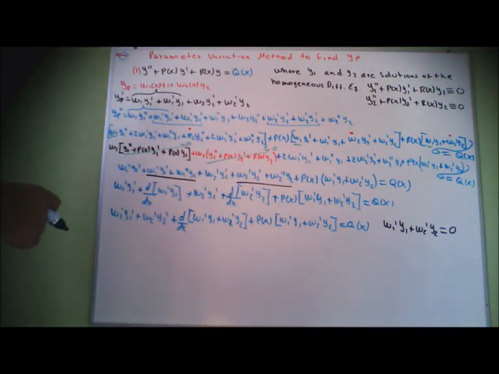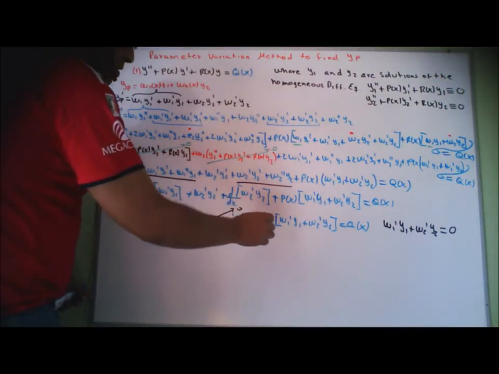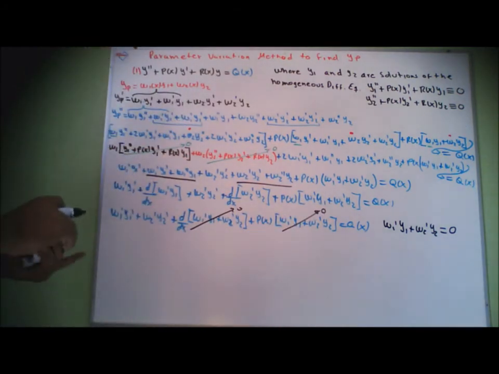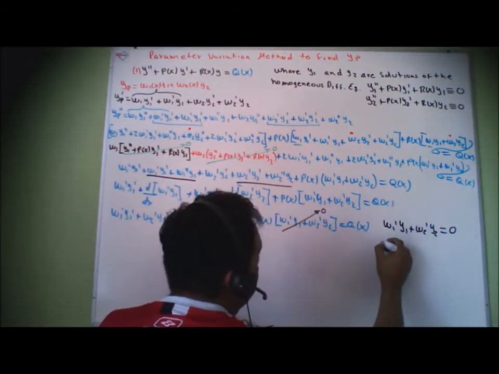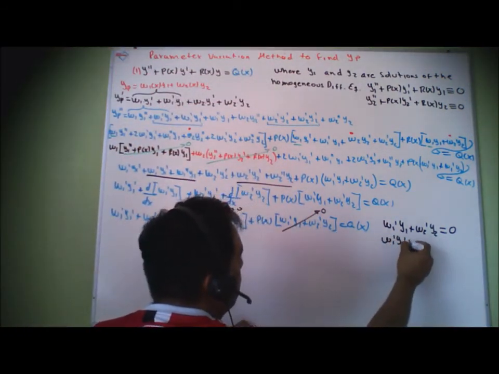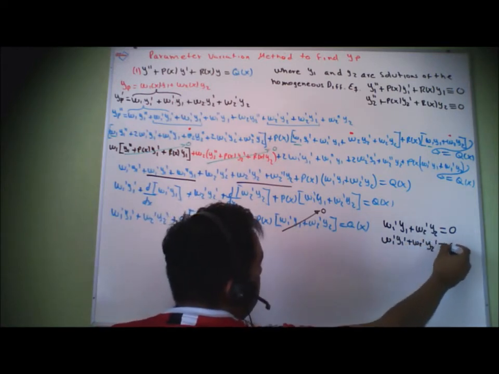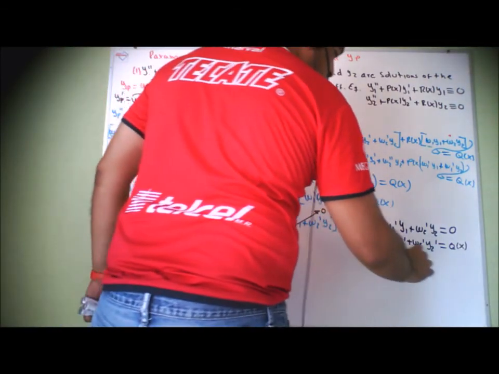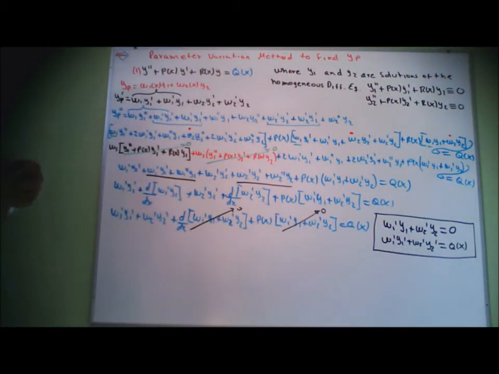If that is equal to 0, that means that this will be 0 and this will be 0, if that is true. So the only thing left is this equal to q of x. So what you have is w1 prime y1 prime plus w2 prime y2 prime equal to q of x. Okay, so what we have here is a system of equations where we can calculate w1 prime and w2 prime.